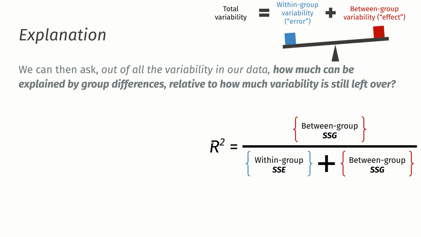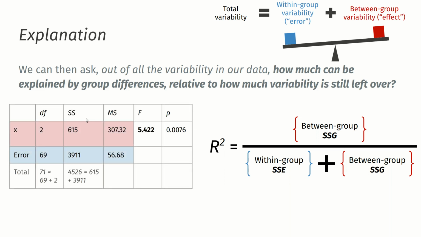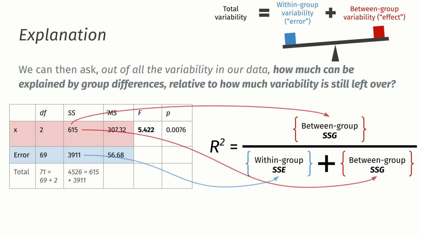And what r squared is, is a ratio. It is the proportion of variability due to group differences divided by the total amount of variability in our data. And here we're quantifying variability in terms of the sum of squares. So this is this column here marked SS in our ANOVA table. And we can see here that these are the sort of numbers that we need. This is where they come from.